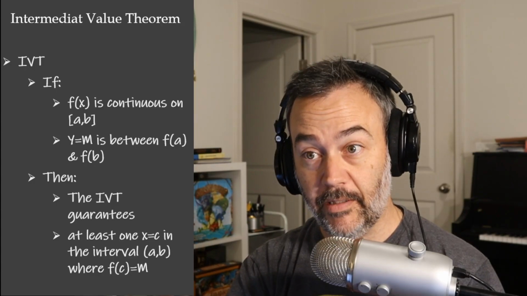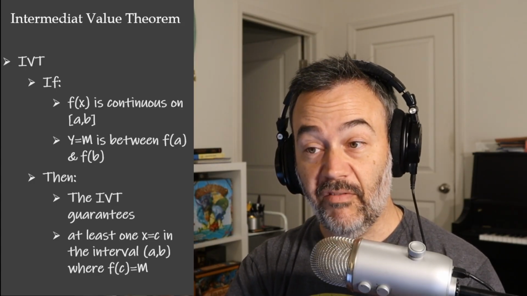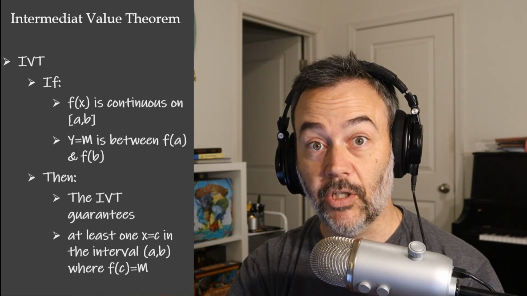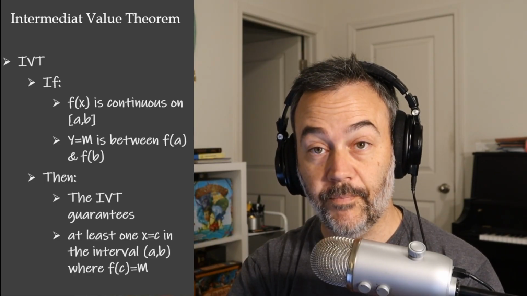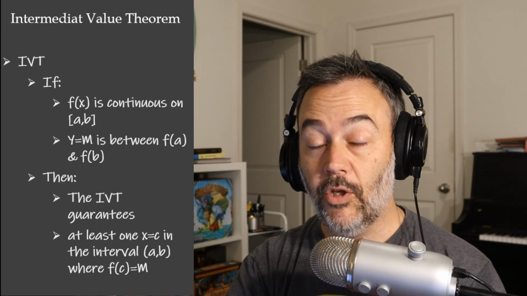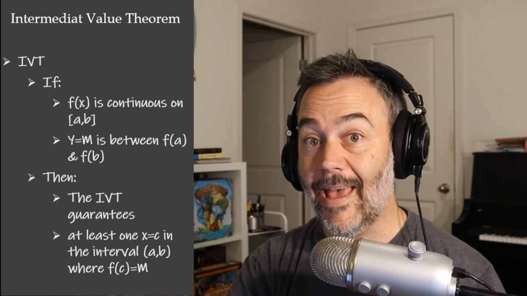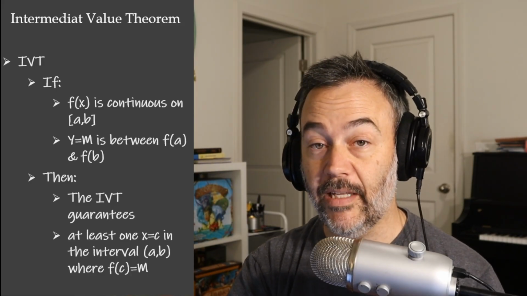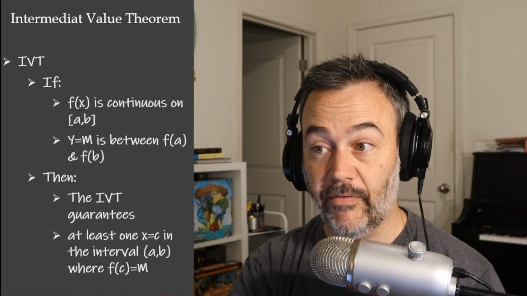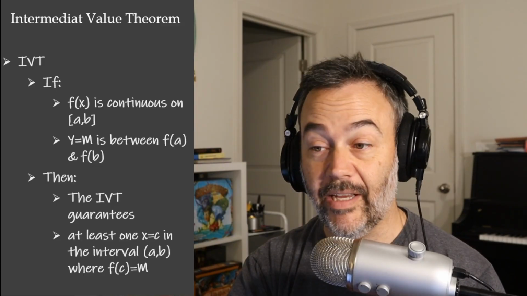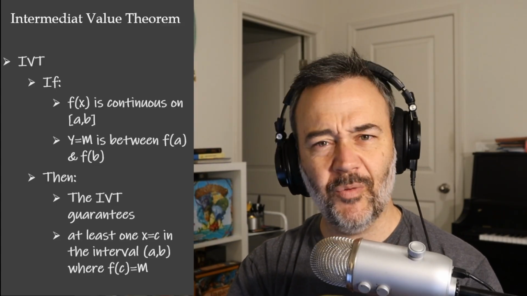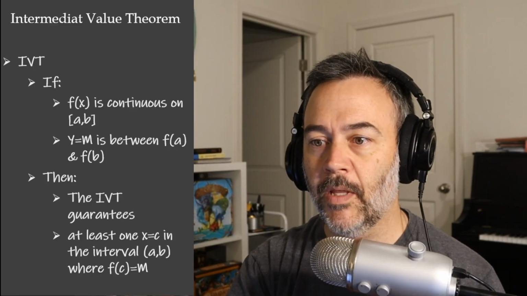IVT is a big if-then statement. The if part is you need a function f that is continuous on a closed interval from a to b. Then you have some number y equals m, and m is strictly between f of a and f of b. It cannot equal f of a or f of b, and f of a and f of b cannot be equal to each other because m needs to be between two different numbers.